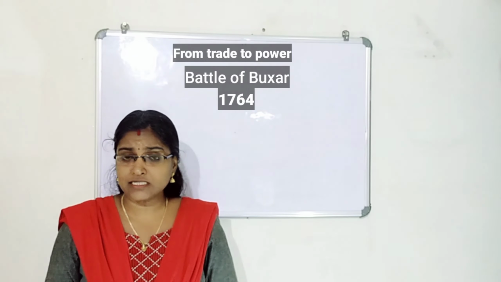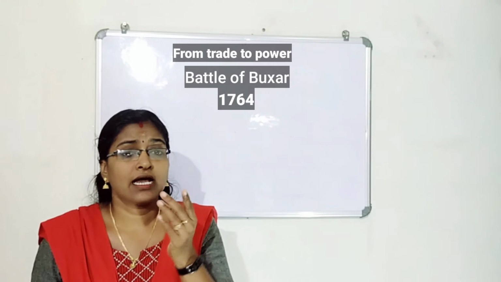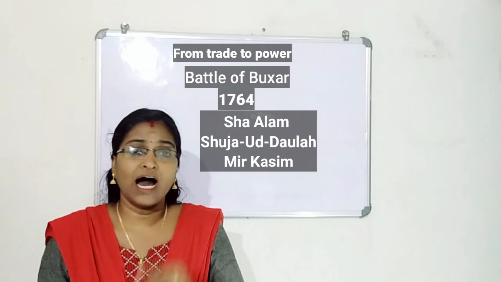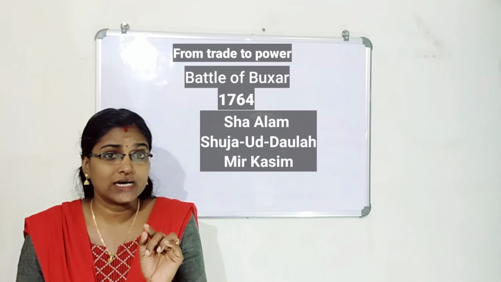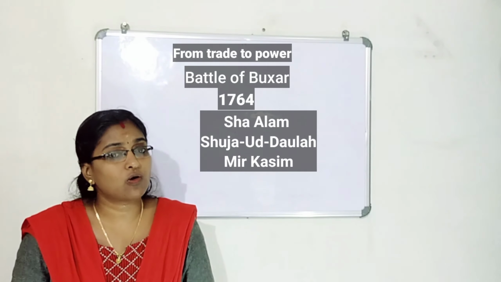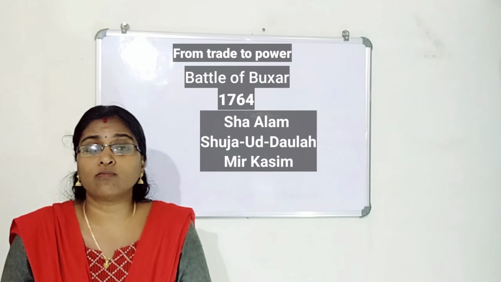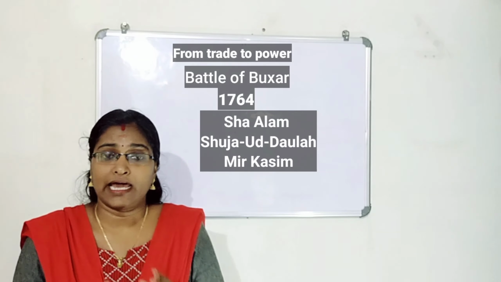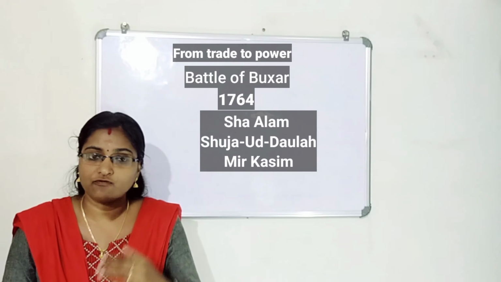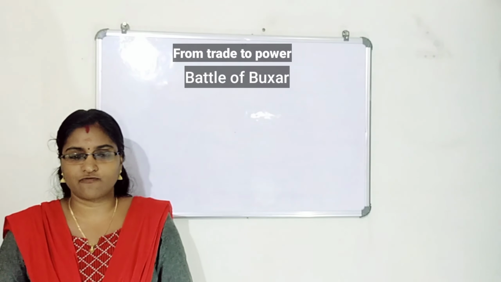Who defeated? The British East India Company defeated the combined force of Shah Alam II, the Mughal emperor; then Shuja-ud-Dowla, the Nawab of Oudh; then Mir Qasim, the former Nawab of Bengal. Then entire Bengal was completely under the control of British after the Buxar War in 1764.